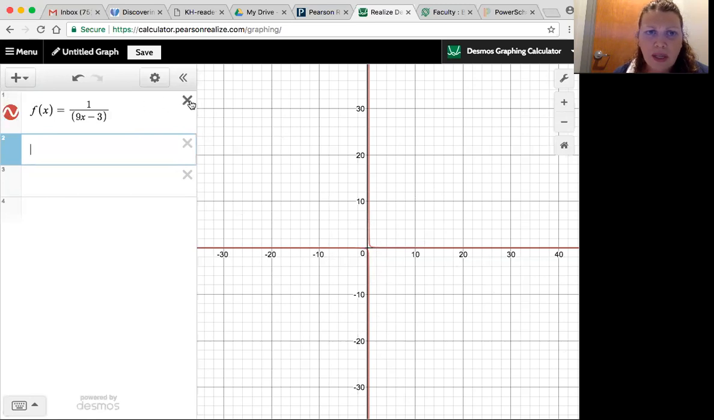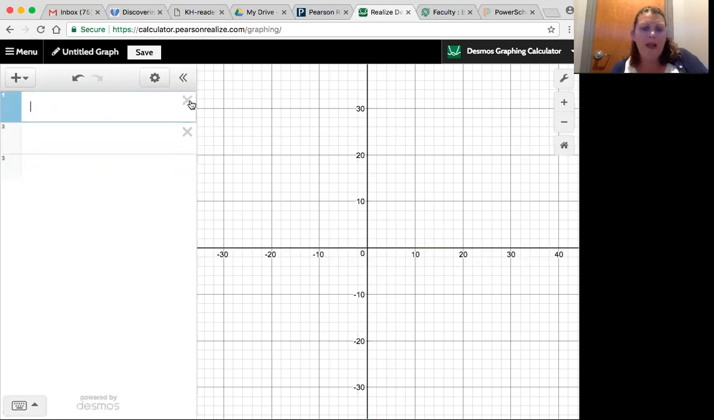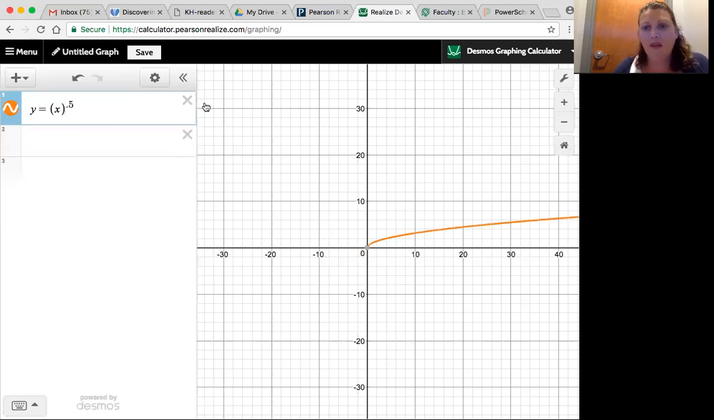So if we were to graph y equals just x to the 1/2 value, you'll see that we can't have negative numbers because of course square roots can't be negative, but we can have this positive one. The other thing that I should point out with functions is that they have to pass the vertical line test, meaning that I can only draw a vertical line through one point.